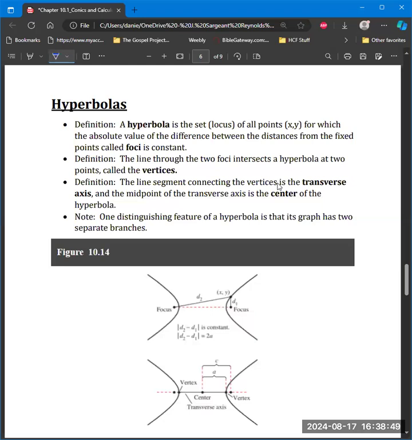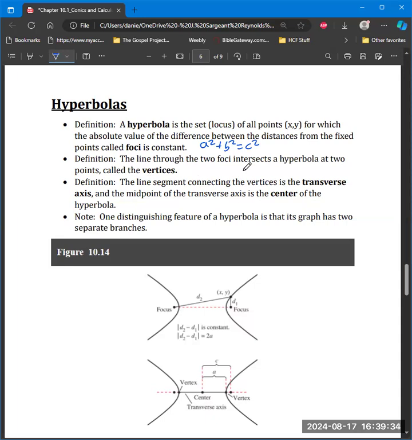So I'll show you those formulas in a second, but a hyperbola is the set or locus of all points x, y for which the absolute value of the difference between the distances from the fixed points called the foci is constant. So what does all that mean? That means basically that it follows the idea of the Pythagorean theorem here, and we'll see that in just a second. But what that's telling you is a squared plus b squared equals c squared. That's what that means. So that's a real difficult way to say something real simple that you could say, oh, it follows the Pythagorean theorem because we're going to get right triangles.